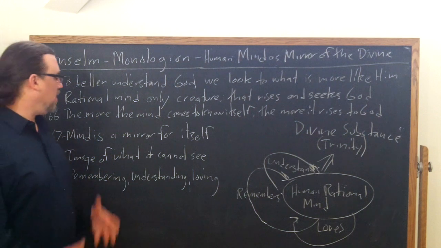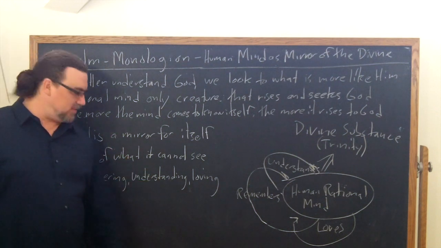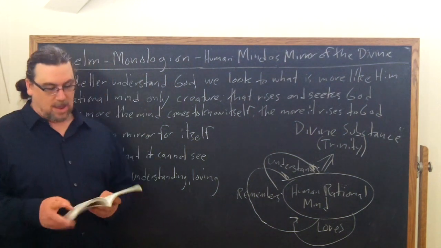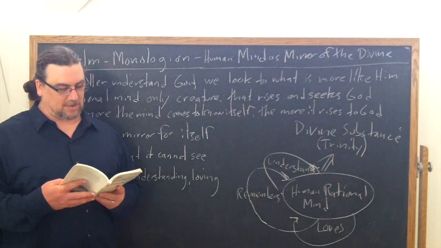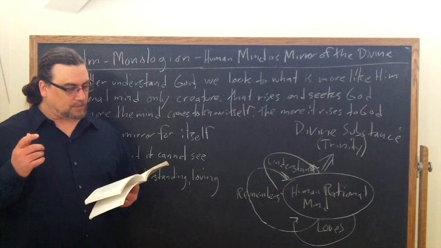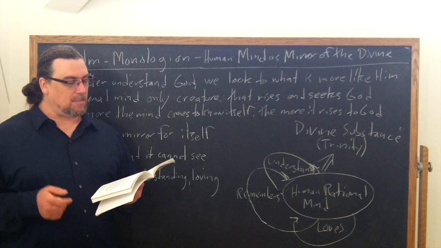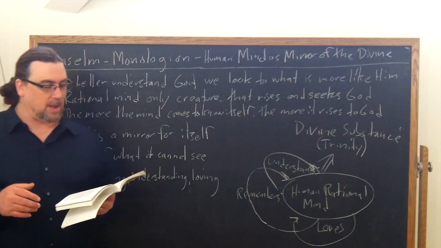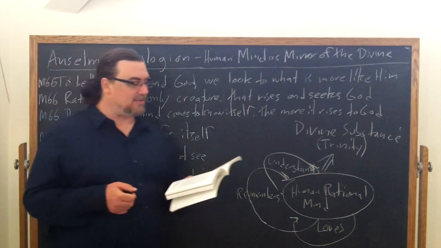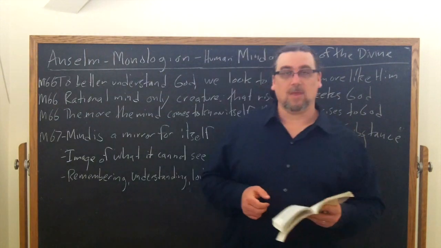Anselm talks about having an image of what it is unable to see. Actually, let me read that phrase because it's so nice. He says, "The mind is said to be a mirror for itself in which it might see, if I may put it that way, the image of him whom it cannot see face to face.